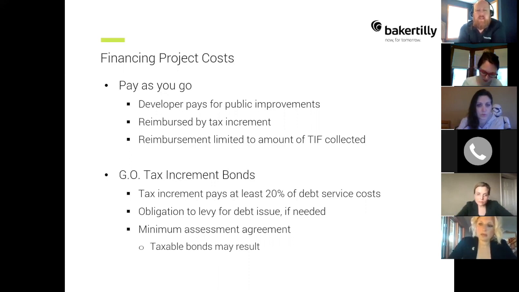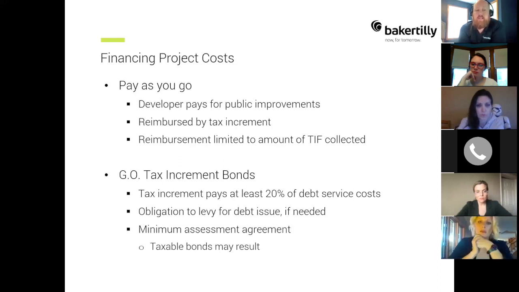So the other end of that paradigm is that the city does possess the ability to issue general obligation tax increment bonds. So this is if the city wanted to step in and fund the cost up front themselves, they could issue general obligation bonds, of which they can issue tax increment bonds as long as they have enough TIF revenue to pay at least 20% of the debt service cost. And they could levy for the rest if they so wanted. In most cases, they try to line up the amount of borrowing with the amount of tax increment revenue. But the idea with the tax increment bonds is that the risk is then on the city, and that the city would have to make up any shortfalls in TIF revenue in the event that there was less revenue than necessary to meet the debt service.